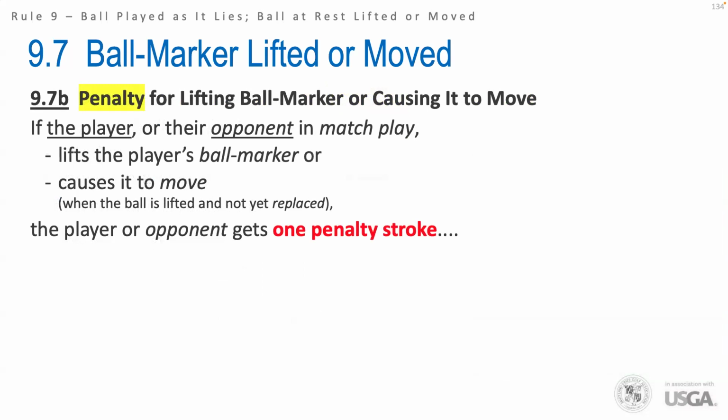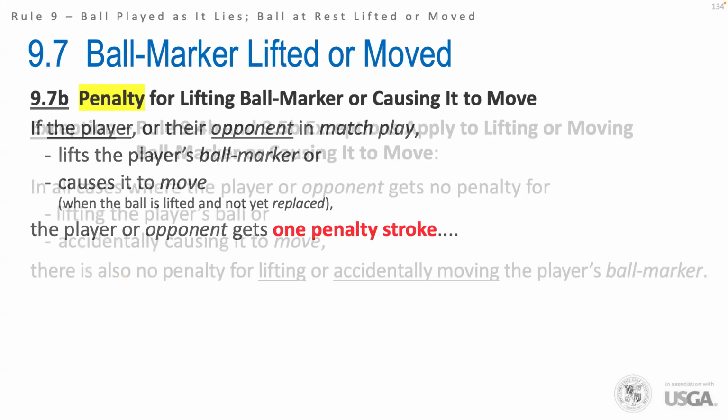So here we'll see a penalty for lifting a ball marker or causing it to move. So if the player or their opponent in match play lifts the player's ball marker or causes it to move, the player gets 1 penalty stroke. So it's basically that the ball marker is the ball, if you want to think about it like that in this particular part of the rule. So we want to, again, be careful to make sure that we're not moving it. So if you're marking your ball in the fairway, you're going to want to treat it just as if the actual golf ball was there.